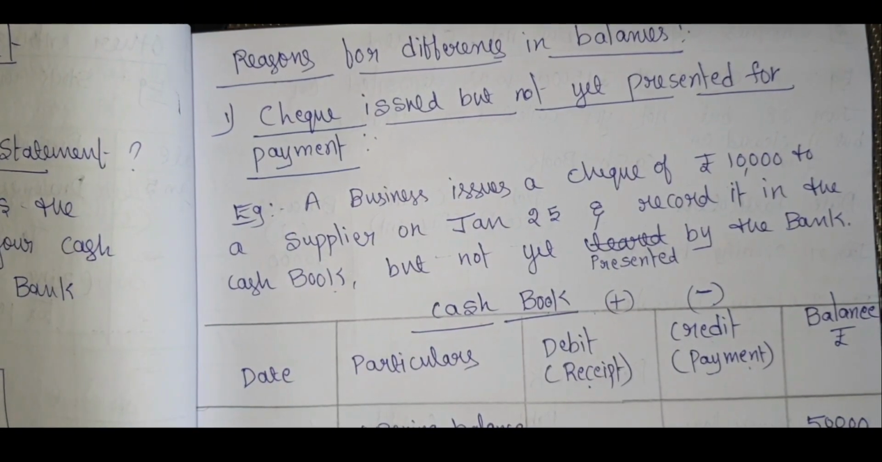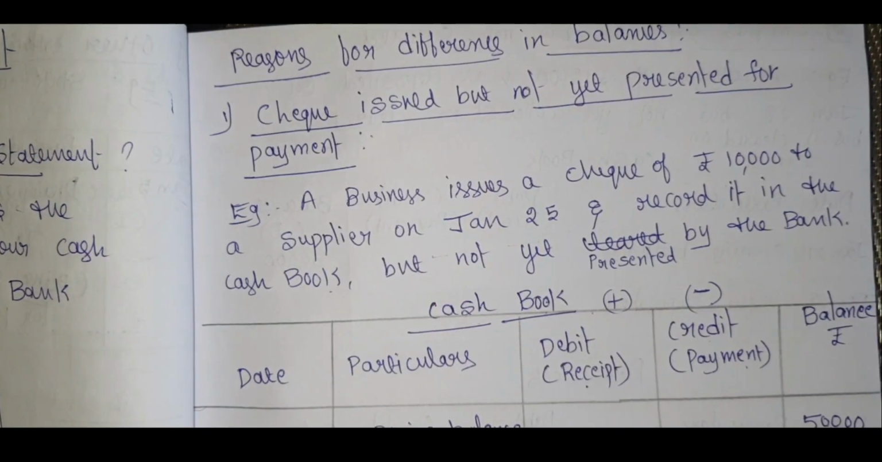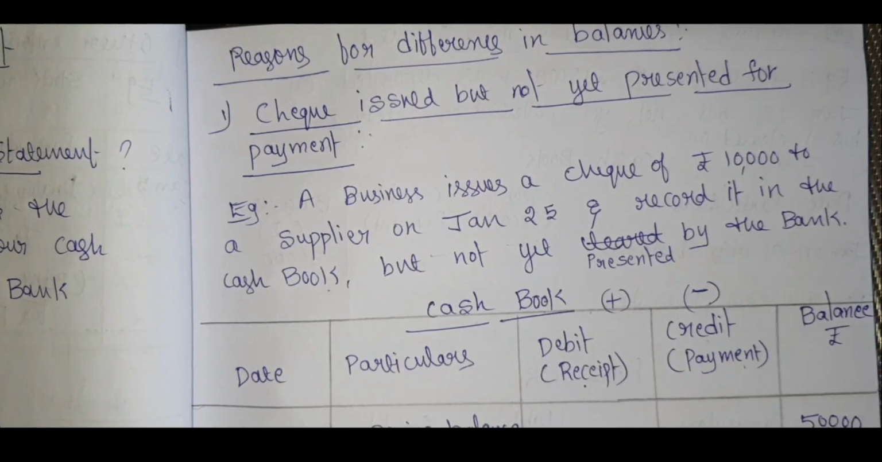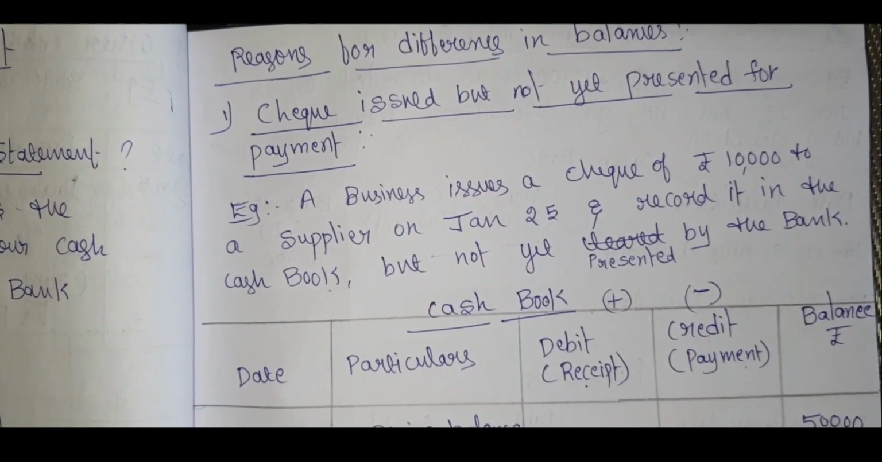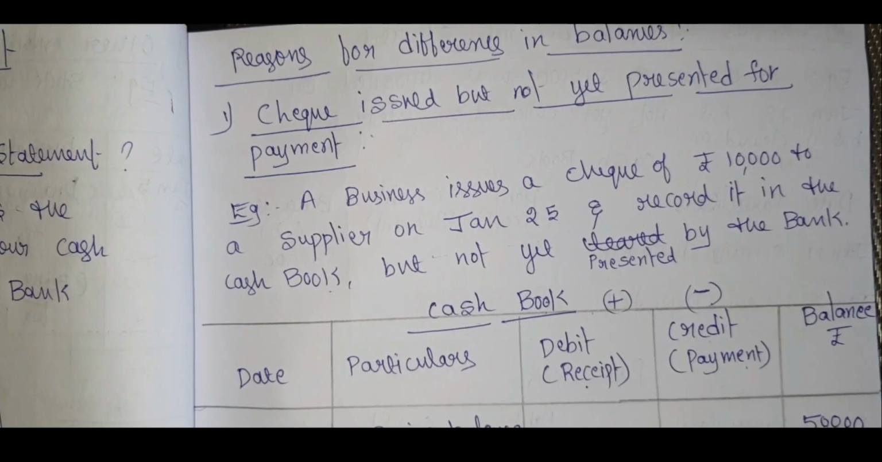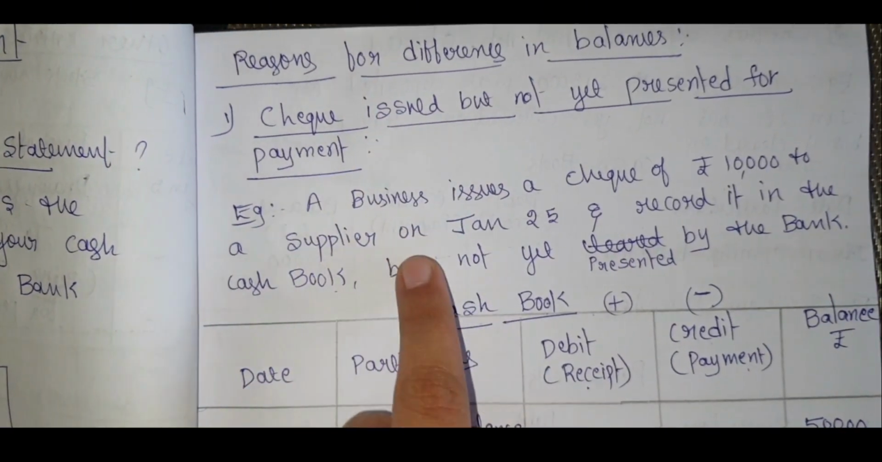It means a check issued by the business, and they record the check payment immediately in the cash book. But the bank processes it only when the payee presents it for clearing. Okay, this is the meaning of the first point. Now I will explain this point through one example.